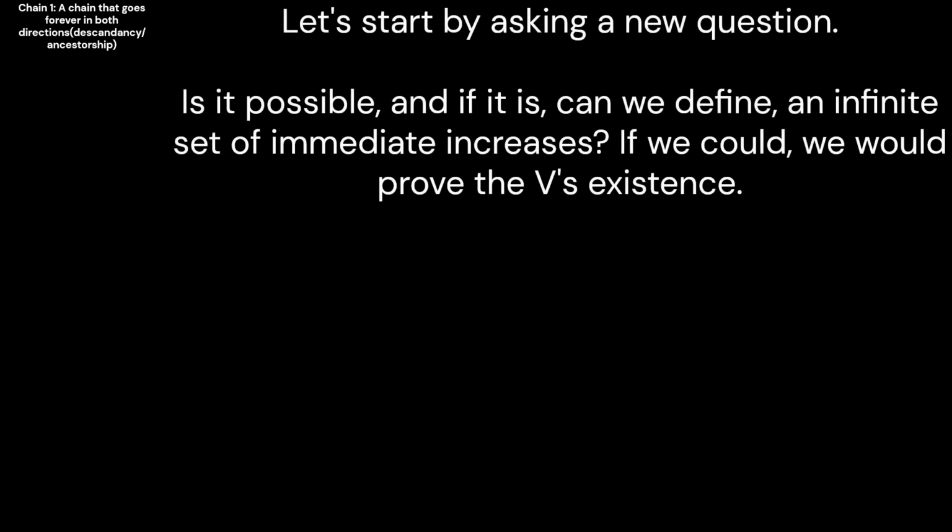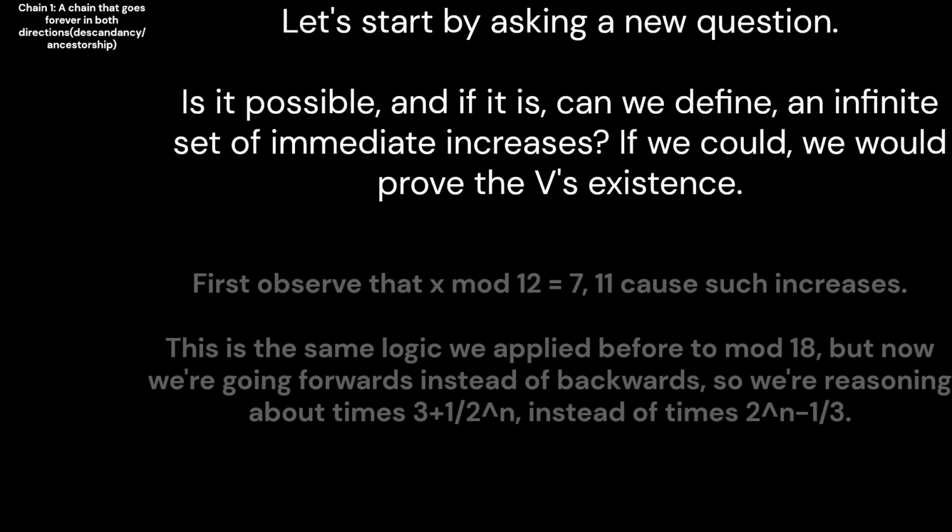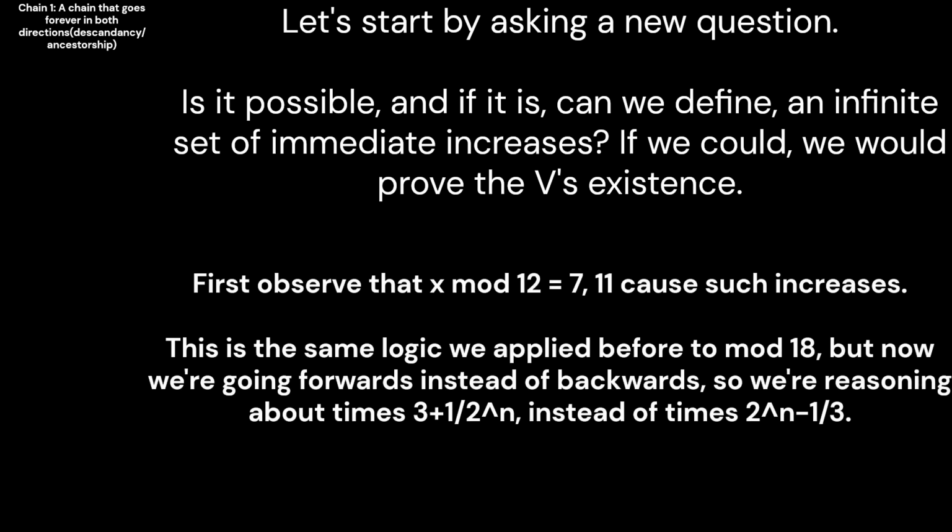Could we define an infinite set of immediate increases? This means 3x plus 1 over 2. If so, we would have a candidate for the right half of the v. First, I know that when x mod 12 is equal to 7 or 11, then we may go up. I know this from a similar logic to the mod 18 ancestor math.